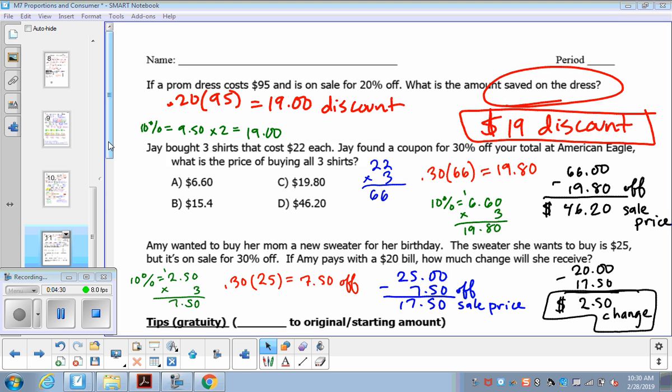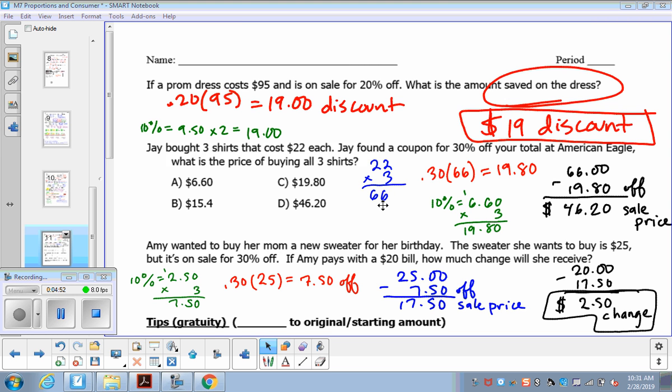For the next problem, Jay bought 3 shirts that cost $22 each. Jay found a coupon for 30% off the total at American Eagle, and we want to know the price of buying all 3 shirts. So the first thing we've got to notice is that the 3 shirts are $22 each. So that means Jay is about to spend $66.